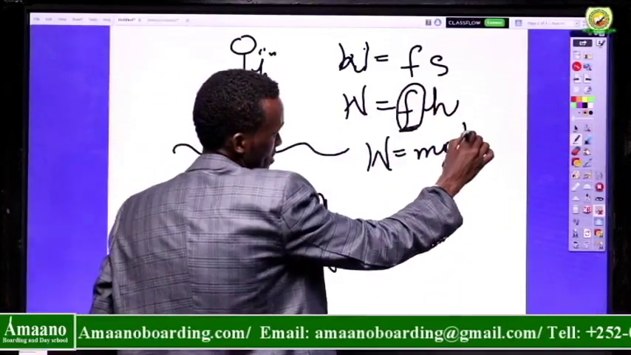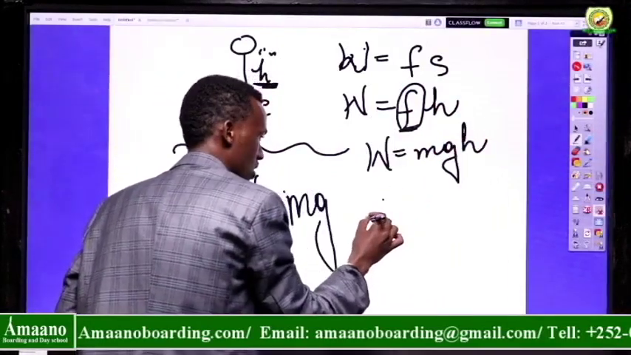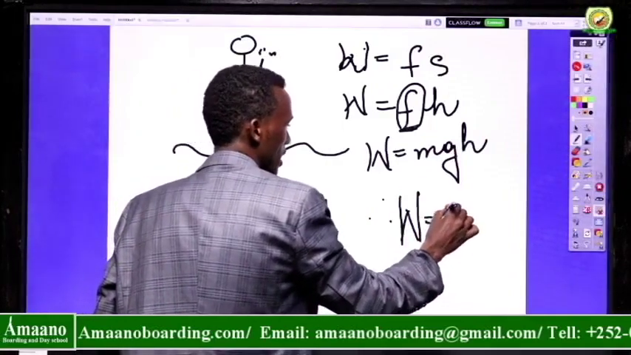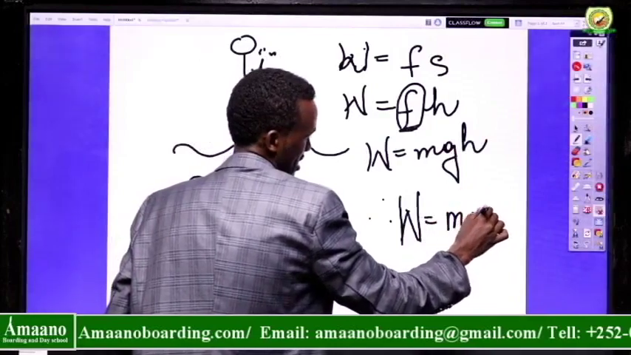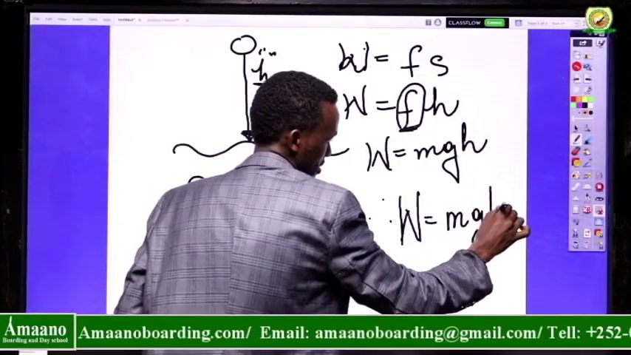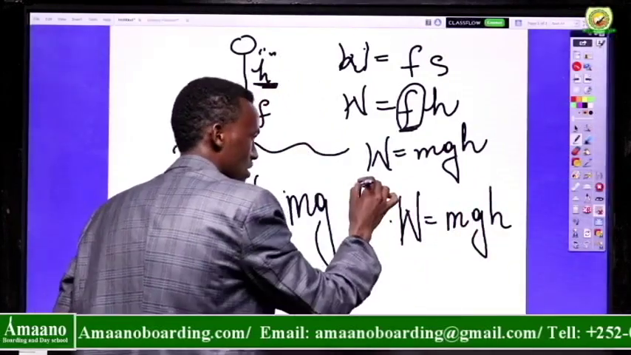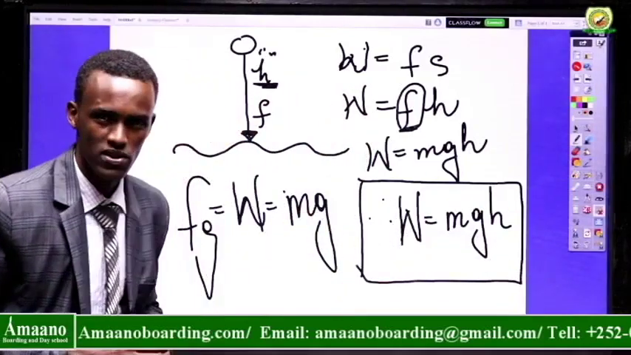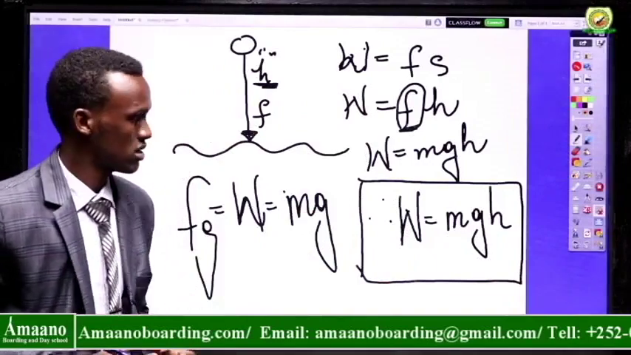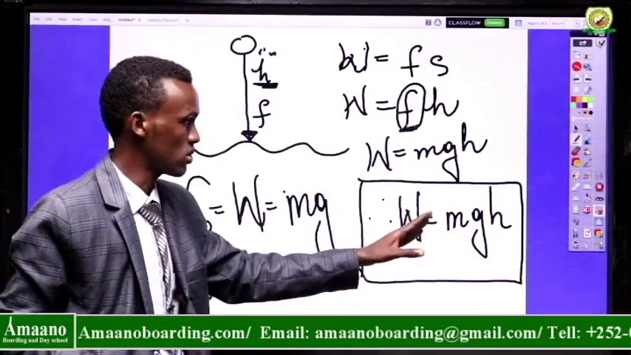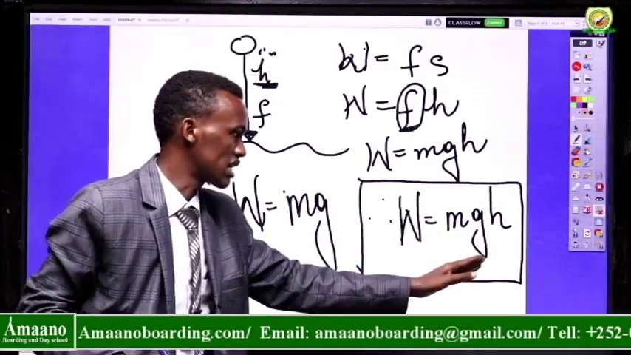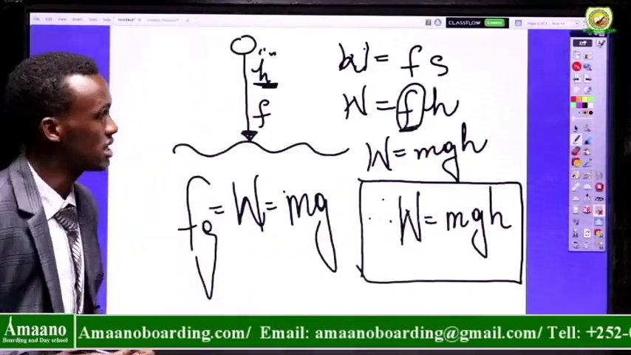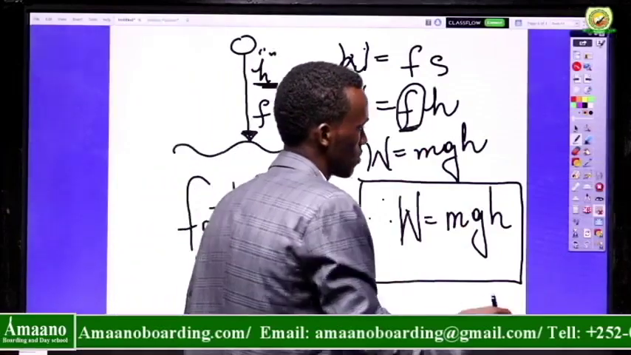Times height. Therefore, work done by gravity can be found as mass times gravity times height. That's the formula of work done by gravity. Work done by gravity is equal to the mass of the body, gravity, and the height it is above the ground.